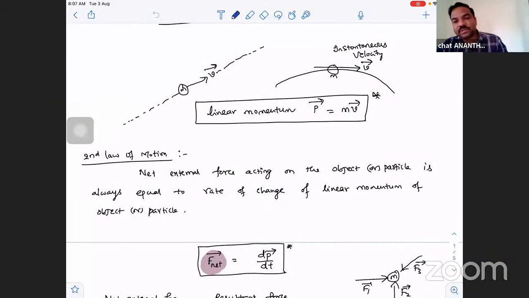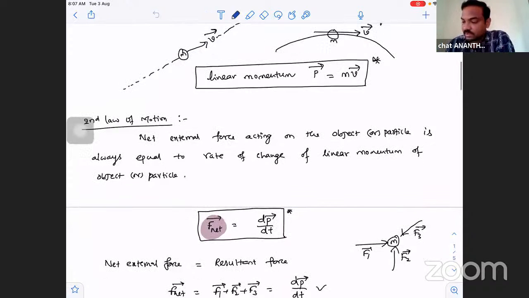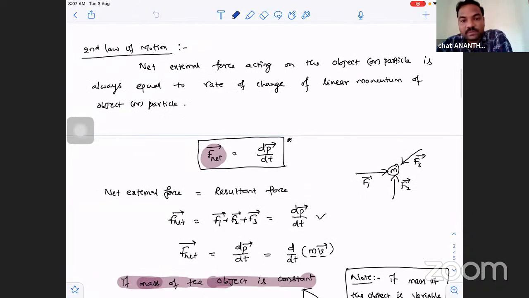We are not talking about one force. If only one force is acting, then you can write down F is the resultant force. But if more than one force is acting, then you have to find the resultant of vectors, which is F1 bar plus F2 bar plus F3 bar.